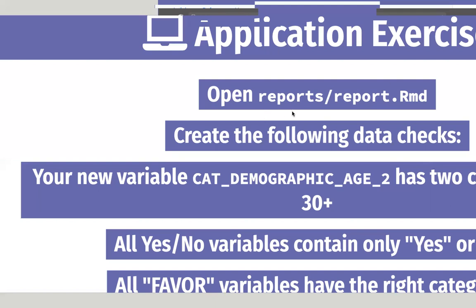What I want you to do is open the reports, report.Rmd, and I want you to create the following data checks. First, check that the variable you created, cat demographic age 2, has exactly 2 categories, less than 30 and 30 plus. So make sure that you created that variable correctly. And then I also want you to check that all yes/no variables contain only yes or no, and that all favor variables have the right categories. And then if you see a mishap, I want you to go back to the data cleaning file and see if you can figure out how to fix the mishap.